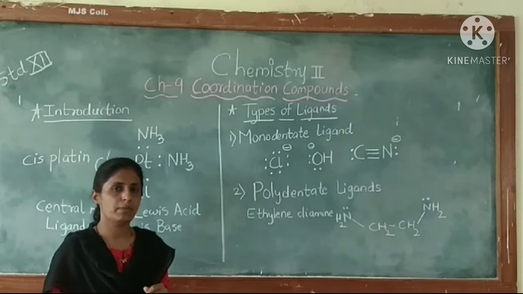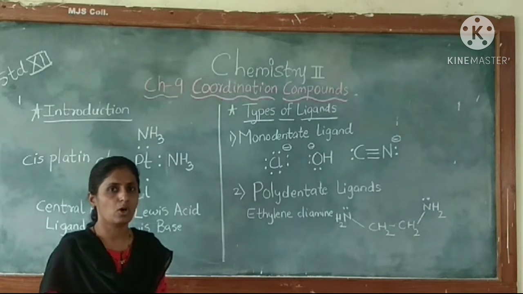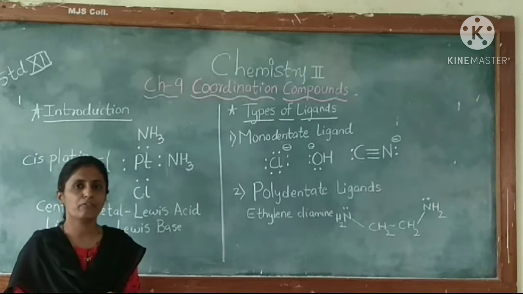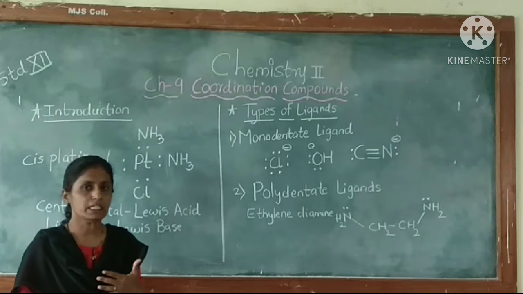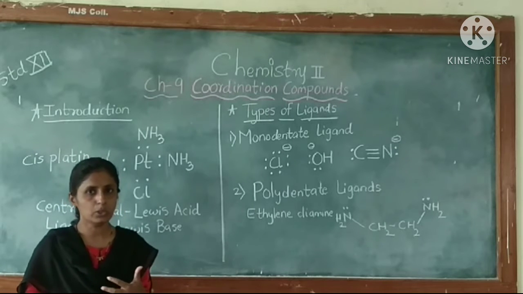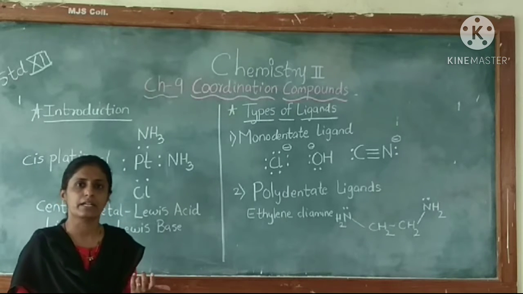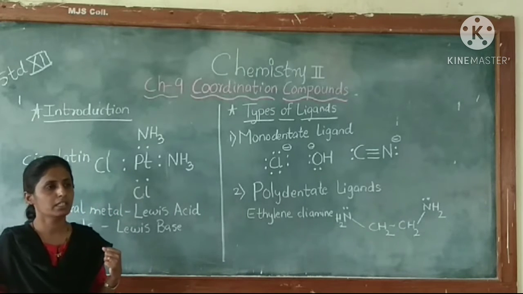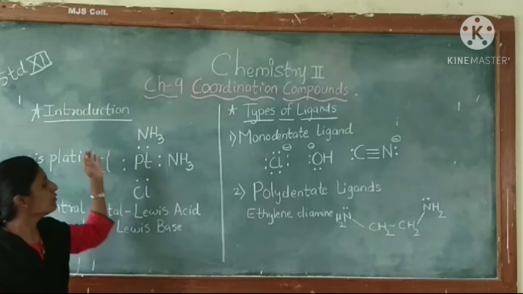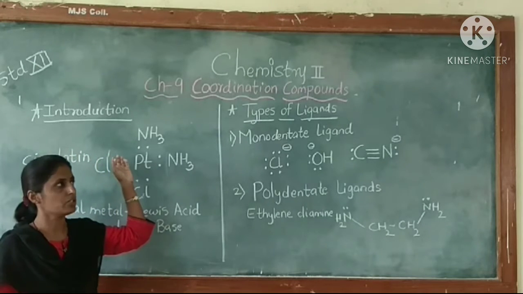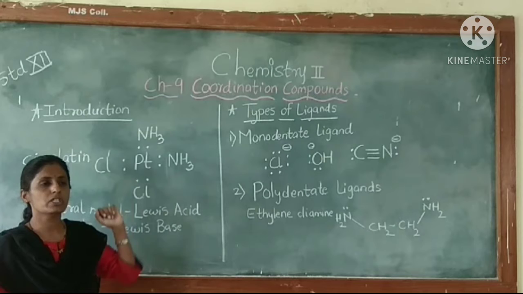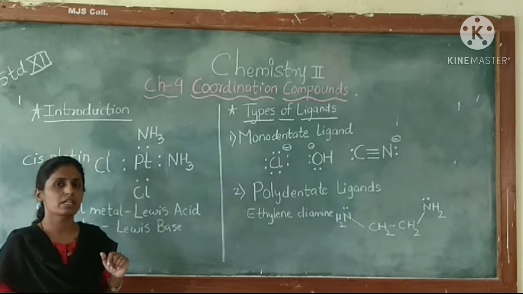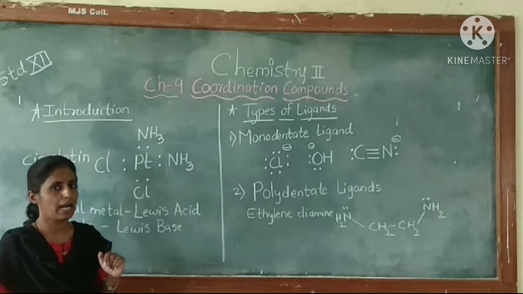Not only transition metals, but some non-transition metals also form complexes, and these complexes have many biological, industrial and analytical uses, and hence their study becomes important. So let's start with the introduction. We will first start with what a coordination compound is. A coordination compound consists of a central metal atom or ion surrounded by atoms or ions.